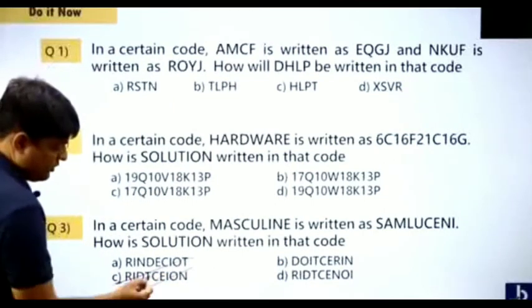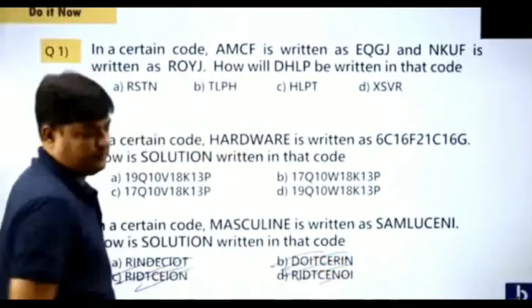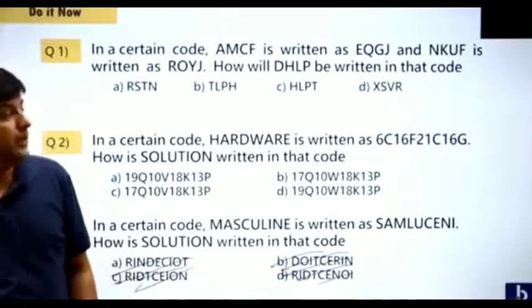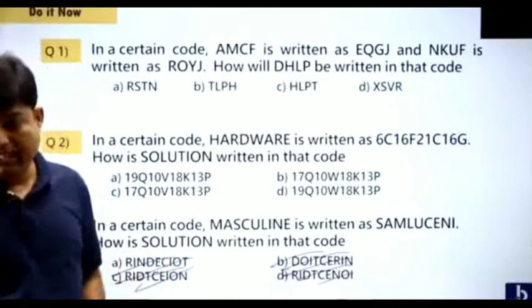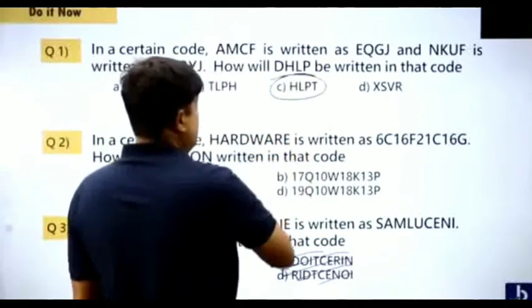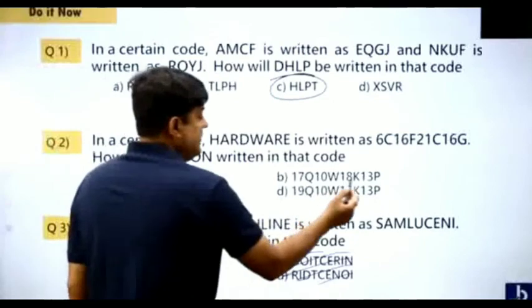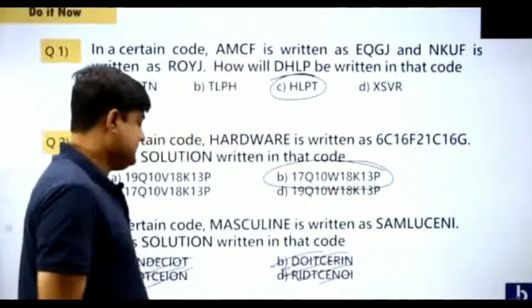These options are wrong. All the questions here, clear? The first question we have got here, the answer is C. Many people are saying the answer is C. Very good. The second question, the answer is B. Yes, that's perfectly right. The answer is B. And the third answer is somewhat like this.